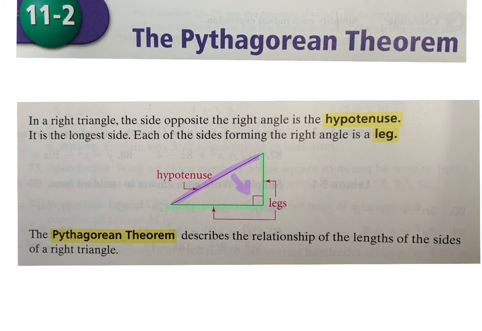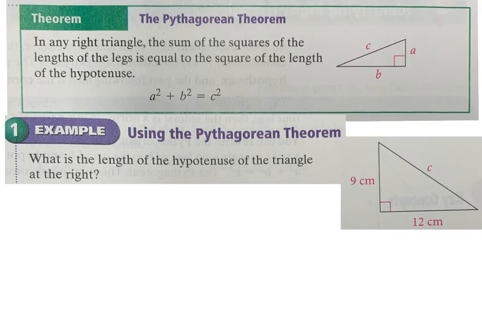If you look at the top of page 585, you see the Pythagorean theorem. This theorem states that if you take the square of one of the legs and add it to the square of the other leg, it will equal the square of the hypotenuse. This works for all right triangles, no matter what size, but it does not work for any other triangle, only a right triangle. So the sum of the squares of the 2 sides will equal the square of the hypotenuse.